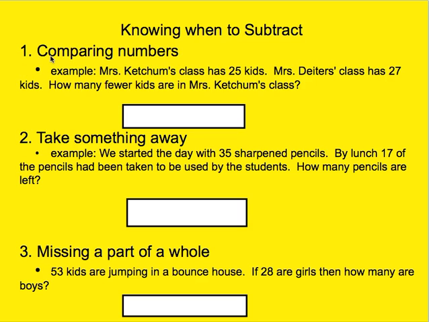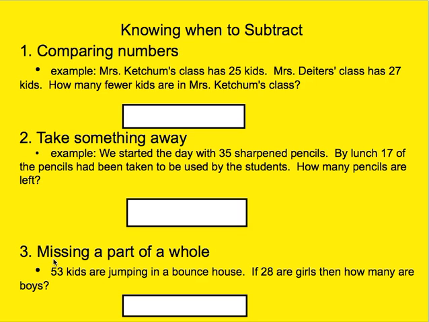The first is when you're comparing two sets of numbers and you're trying to find the difference. Which one is bigger, how much, which one is smaller, how much. Second situation is when you want to take something away. If you're taking something away, you're making your total smaller, which would be subtracting. And the third situation is when you have a missing part of a whole. You know what that whole total is, and you know what part of it is, but you haven't figured out what that missing part is.